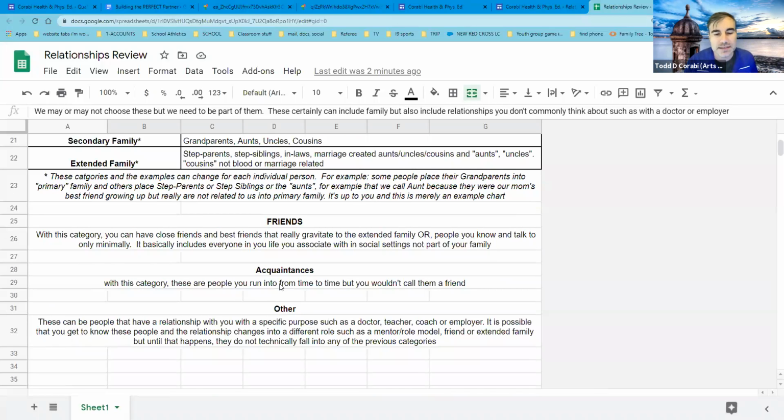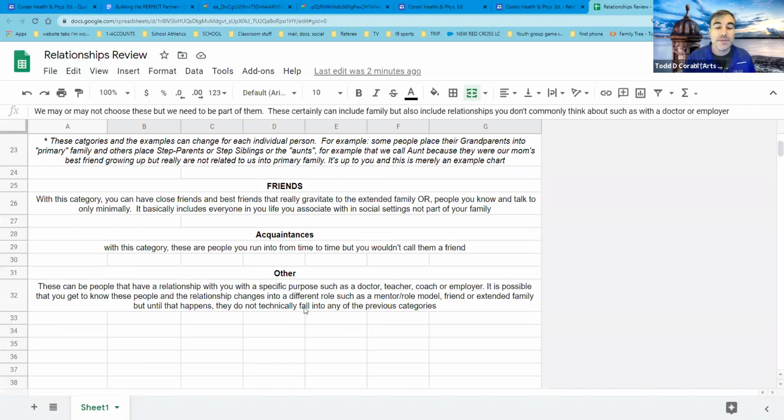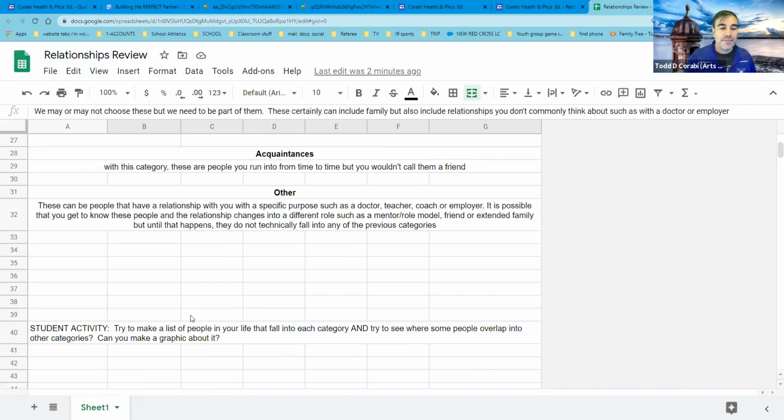Then you have acquaintances, which aren't really family or friends. They're just kind of people you know and you run into from time to time. You kind of are involved with those. So that might include like the clerk at Wawa, it might be an acquaintance. They might not be a friend. Then there's other. So the other could be relationships you have a specific purpose with. Some of these might be your friends. Some of these might be your mentors. Some of these people you might consider family, you might consider friends. So it depends, but whatever.